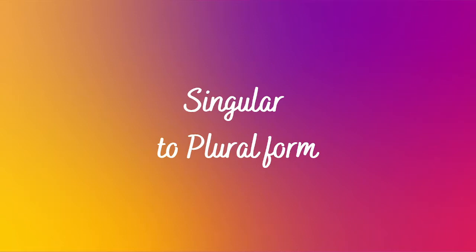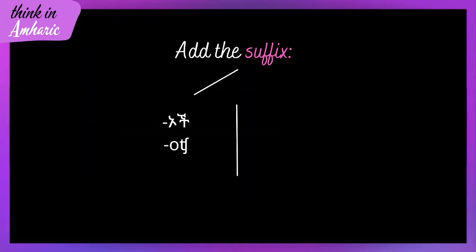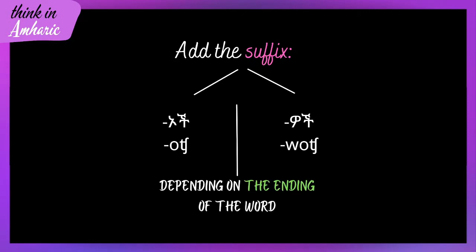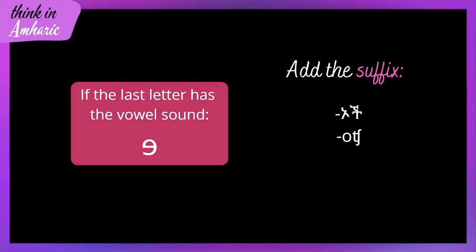Today's lesson is about the plural form in Amharic. To get the plural form of a word, all you have to do is add a suffix to the singular form. The suffix is och or woch, depending on the ending. The ending means the last letter in the word. You add the suffix och only to a word that ends with the vowel sound I.